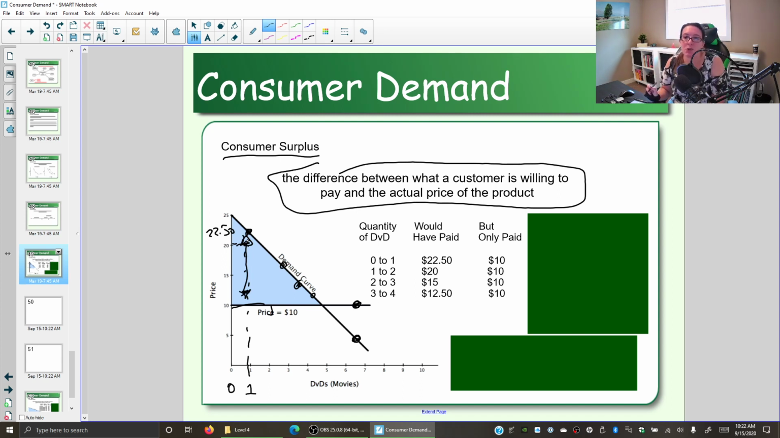So how much consumer surplus or how much of a deal are we getting? Well, $12.50 of a deal because we were willing to pay $22.50. We only had to pay $10.